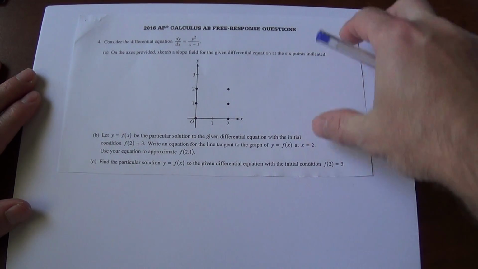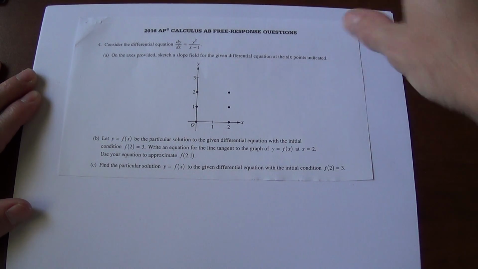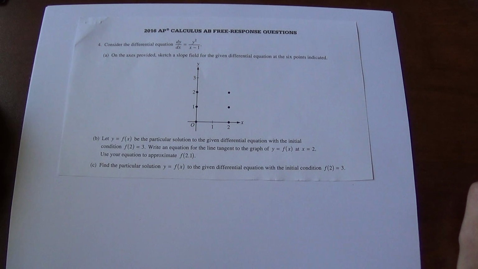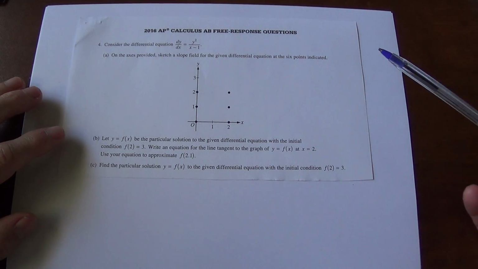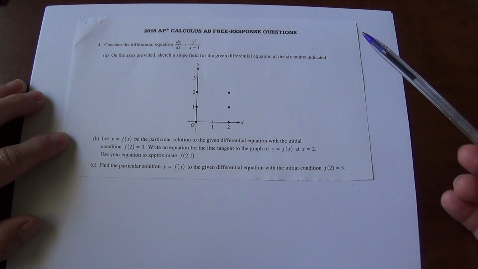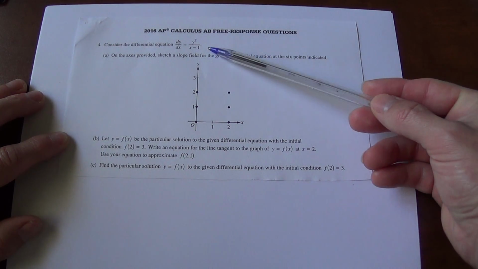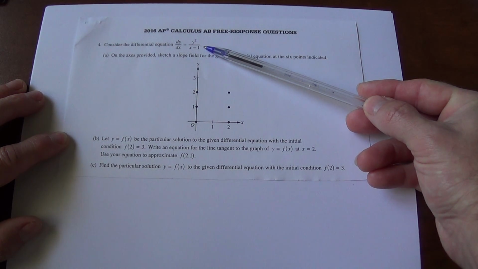Hi, today we're going to talk about the 2016 AB Calculus exam, question number 4. It's a non-calculator question, so you're not using your calculator here. It's a very standard kind of question that they have on the AP exam. Consider this differential equation that's given to us.